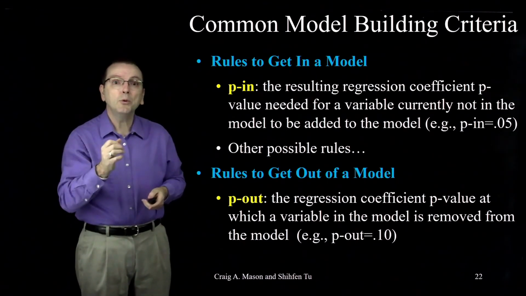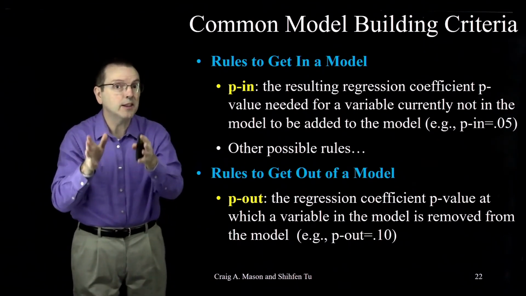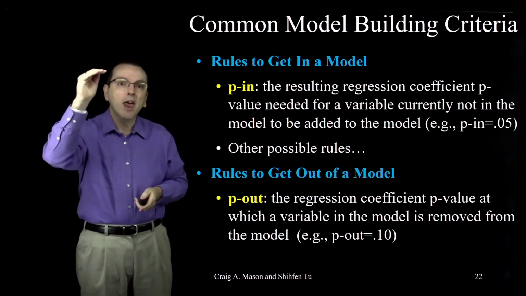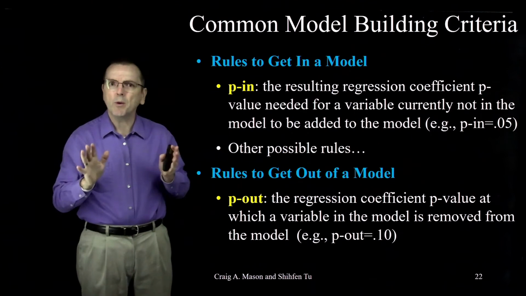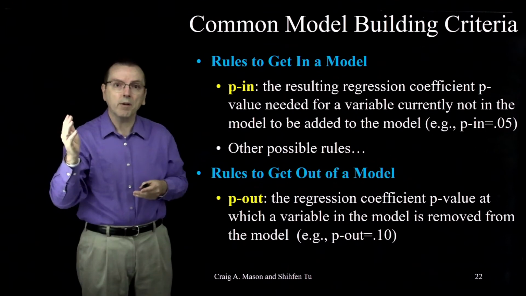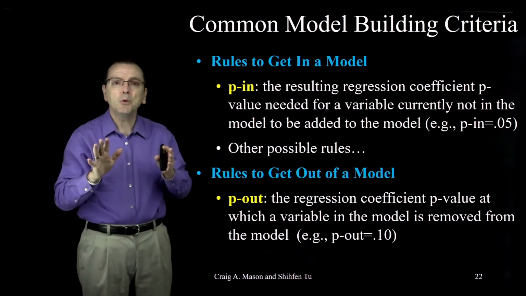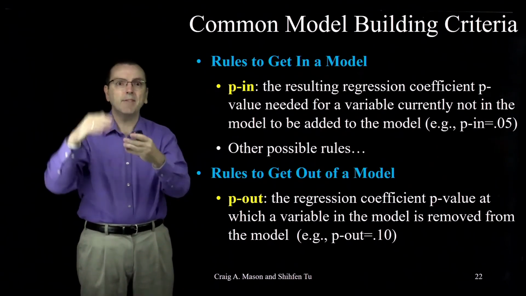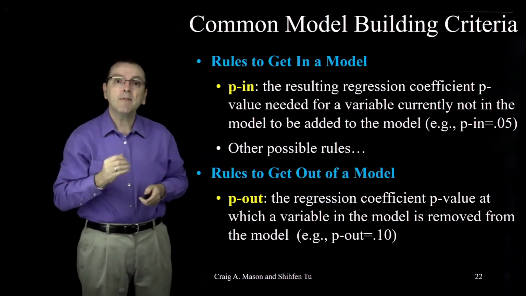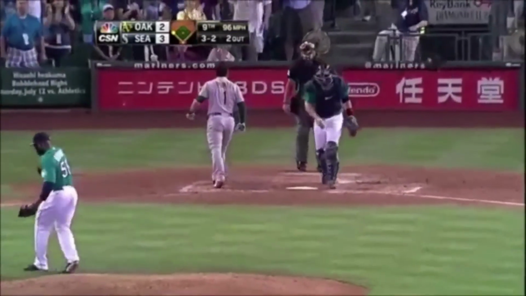The p to remove or p out rule says that for a variable that's already in the model to stay in the model, the p-value must be less than some value, typically 0.10. If the p-value is 0.10 or more, it can be kicked out of the model. Now, it may not be removed right away if other variables have even larger p-values, but sooner or later, if the p-value stays 0.10 or more, it will be removed.